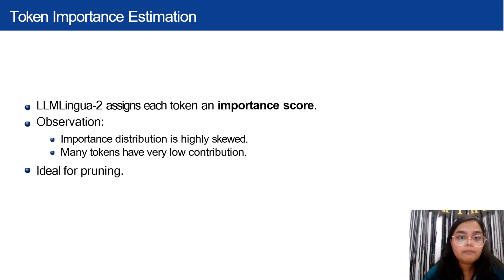Then comes the token importance estimation: how are we calculating the importance score? How does the compressor decide what to cut and what not to? This completely relies on the LLMLingua-2 model, a small bidirectional language model. It looks at the full reasoning chain and assigns an importance score to each token.